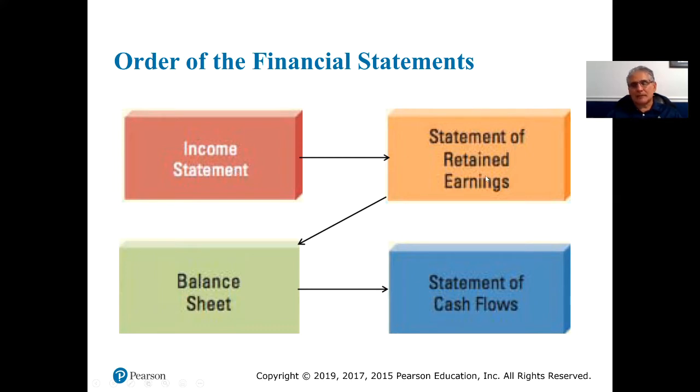That's going to update the statement of retained earnings. The statement of retained earnings numbers are going to be used to finish off the balance sheet. And then the balance sheet information is going to be used to help you develop the statement of cash flows. This order is very relevant, particularly when you're going to prepare these financial statements manually. Less relevant when you're using technology, but reality is technology is doing exactly what we did manually. They're just doing it a lot faster, and they're doing it automatically.